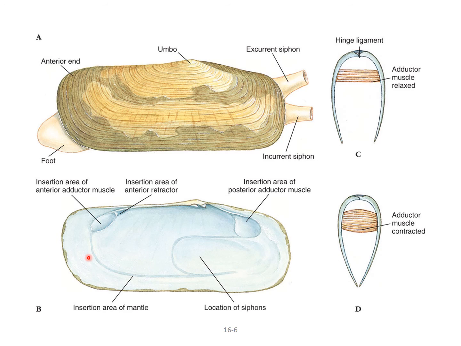On the lower part of this diagram, we can see the imprint of some of the features. For example, the anterior adductor muscle, posterior, where the hinge would be. This is the location of the siphons. Not all bivalves have distinct siphons or tubes coming out. And this would be the insertion area where the mantle would fit in. And on the lower right, we can see when the valves are closed, the adductor muscles have contracted, and the two valves are now shut.